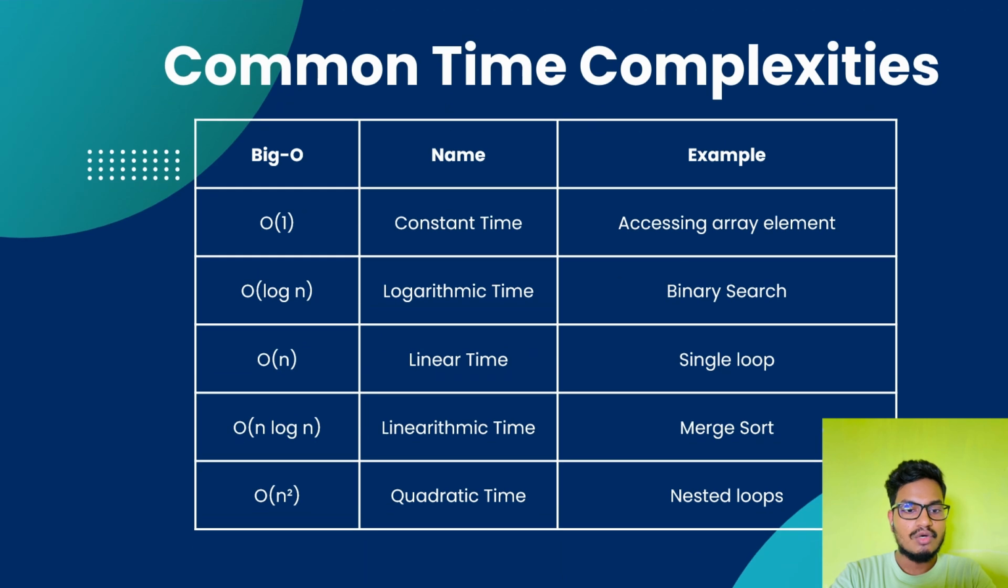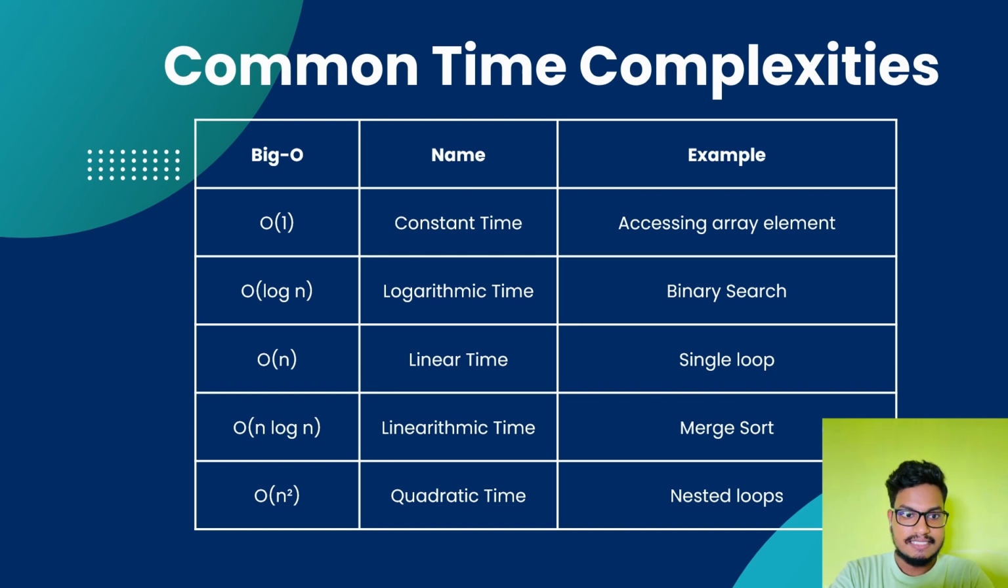Some common Big O notations now: O of 1, constant time; O of n, linear time; O of n squared, quadratic time; O of log n, logarithmic time; O of n log n; O of 2 to the power n; and more. Each of these tells us how the time grows as input grows.